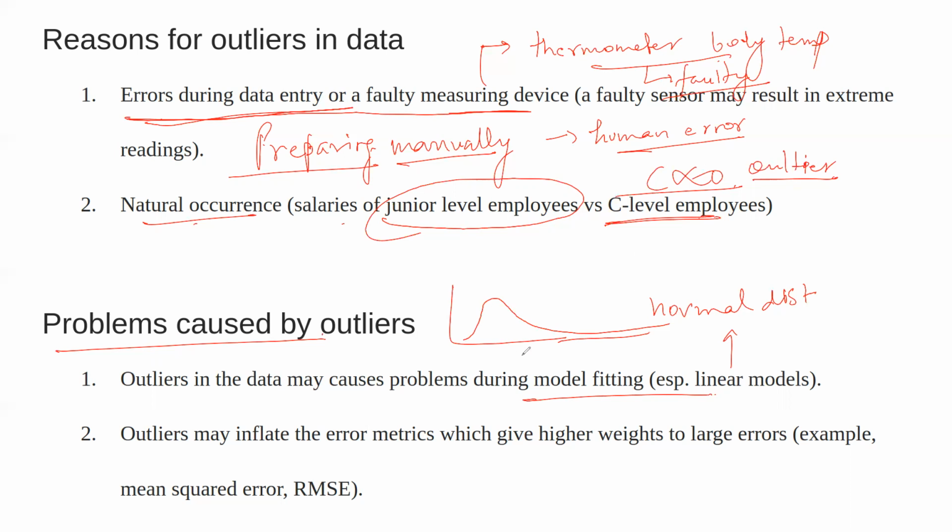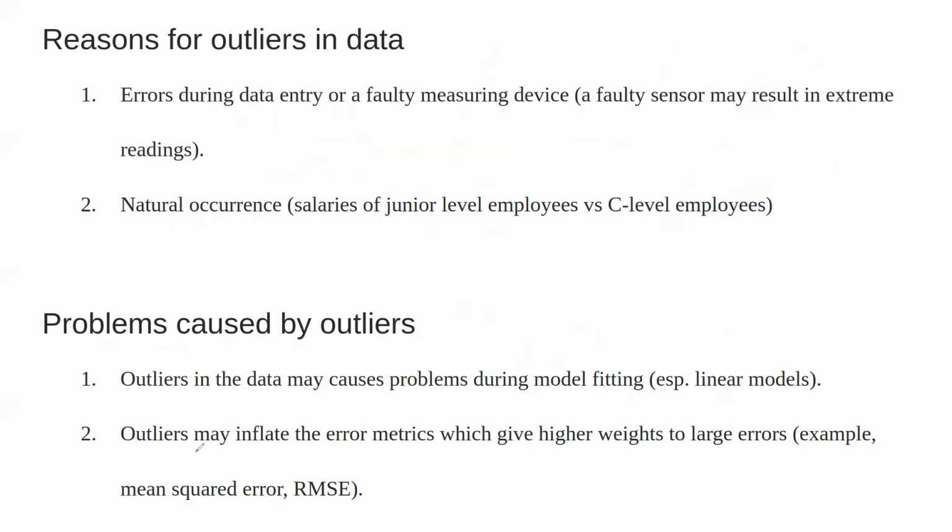Let's say we are visualizing the salary of employees. Most of the employees' salaries lie somewhere in this range. But when we consider the salaries of CXOs, they are here. So this would not be useful when we are trying to generalize our model and build a generic model, right?